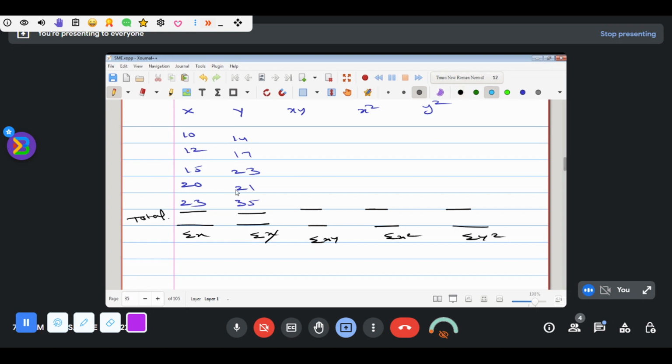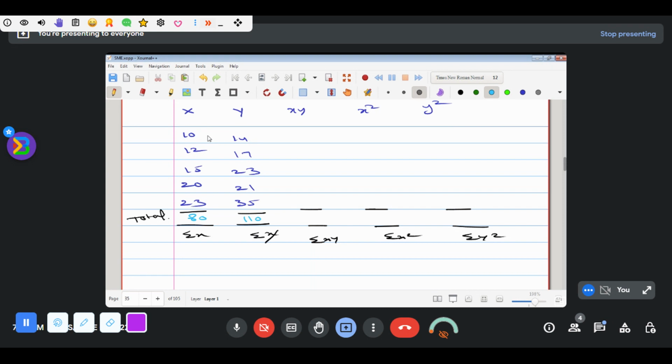What is the sum here? 10 plus 12 plus 15 plus 20 plus 23. You can use a calculator in the exam, but I know the calculation by hand, so I am putting it directly: 80. The same idea for y, which is 110. Please check that this is the y value.